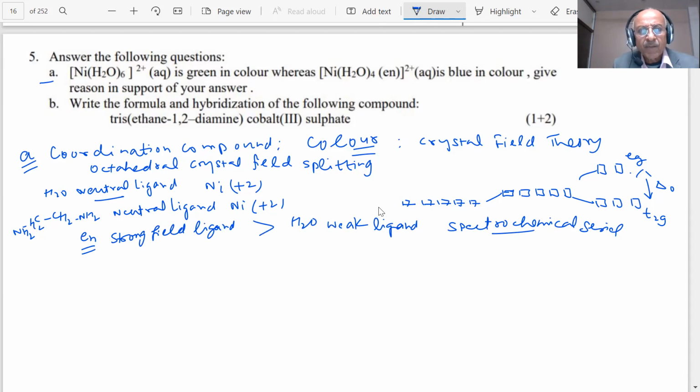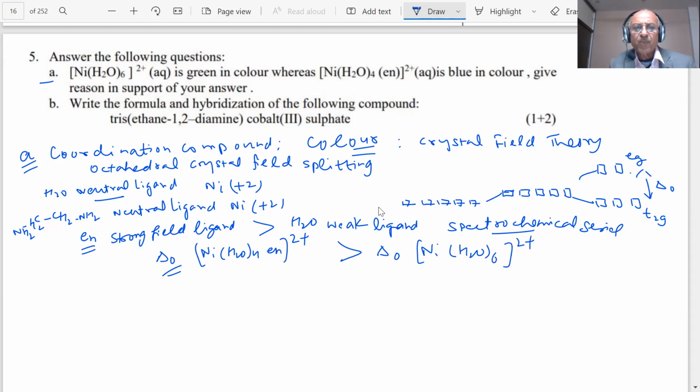Then the splitting energy, what will happen? The splitting energy will be different in the two cases. Delta 0 for [Ni(en)2(H2O)4]2+ will be greater than delta 0 for [Ni(H2O)6]2+ complex, because the splitting energy is increased. Therefore, when d-d transition takes place, color is due to d-d transition of the electrons.